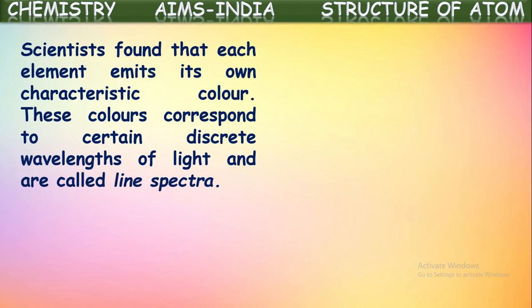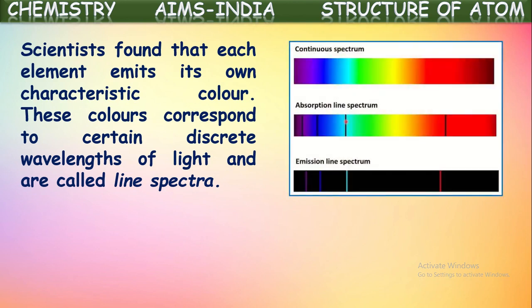So scientists found that each element emits its own characteristic color. It won't be the same as the other colors. These colors correspond to certain discrete wavelengths of light and are called line spectra. So each element will produce a characteristic color. These colors correspond to certain discrete wavelengths. As the wavelengths are different, their colors are different. All these lines together are called line spectra.